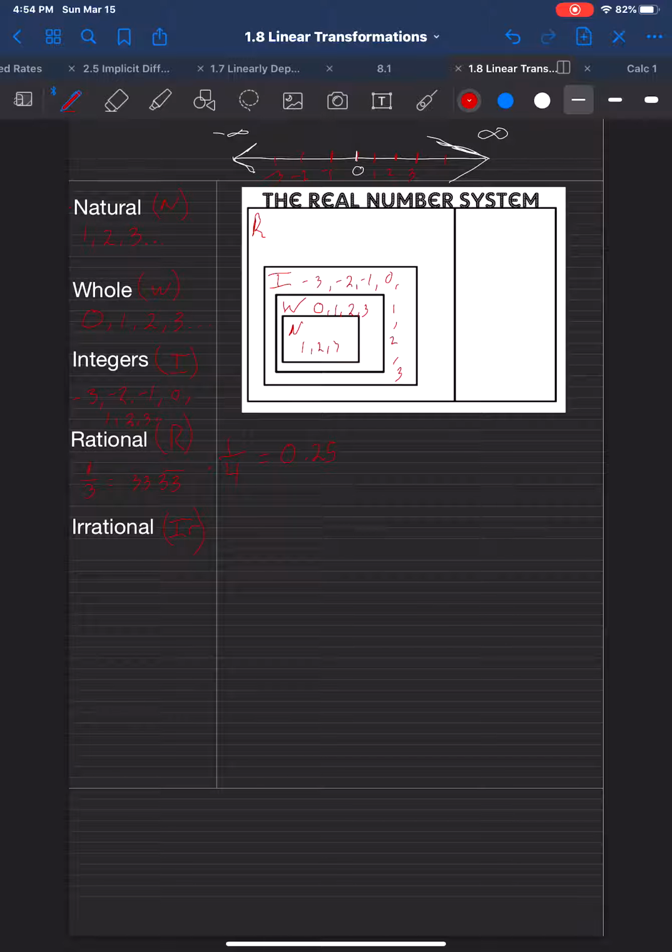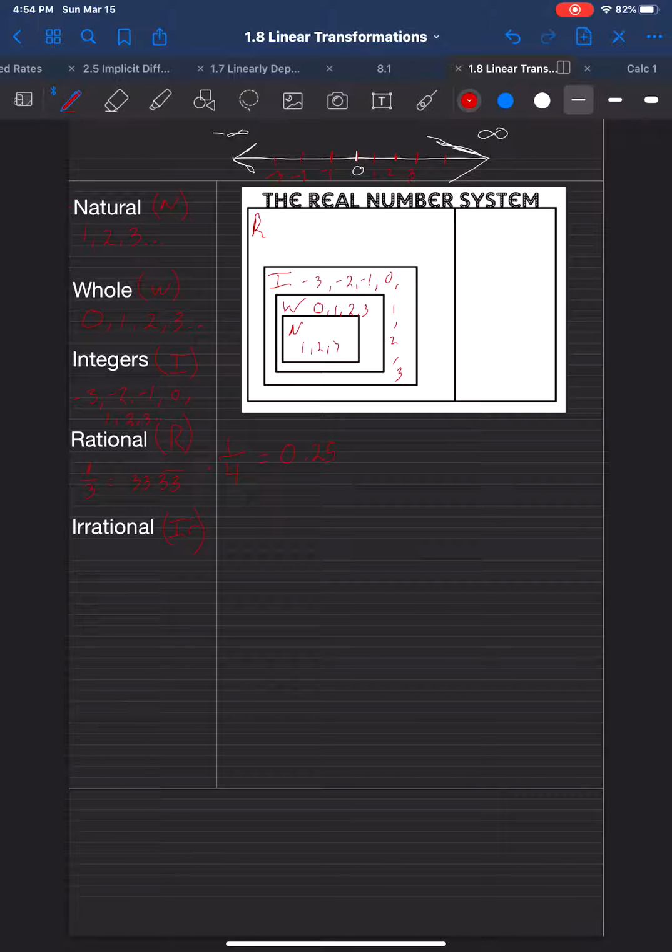So I'm not going to stay here very long because I would assume the majority of you know everything that I'm saying right now. At least you should. So now with the new set, the rationals, we have the fractions that are in between these whole numbers, integers, natural numbers. So we have the stuff in between.